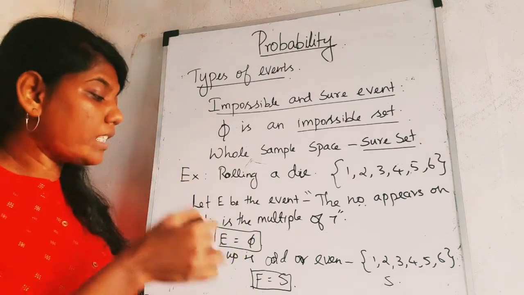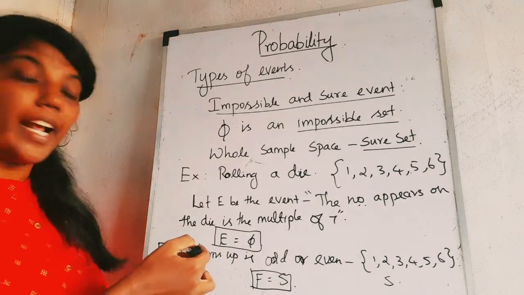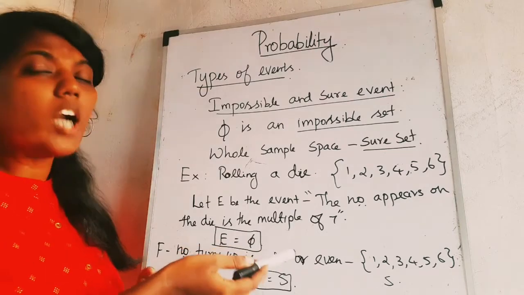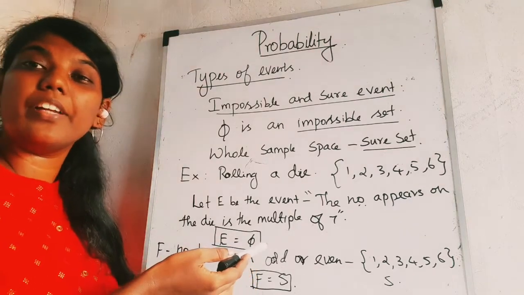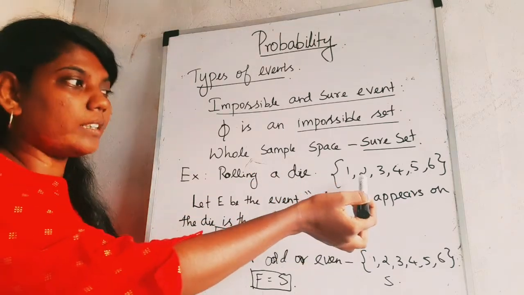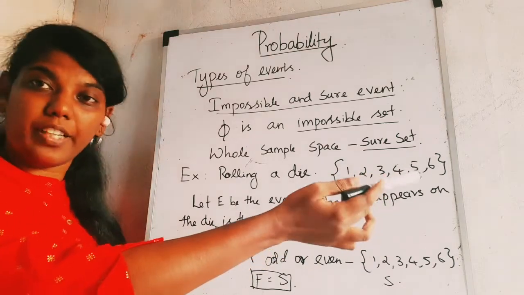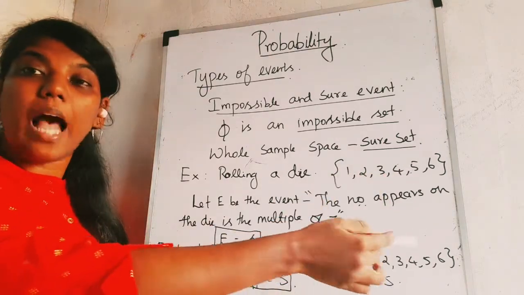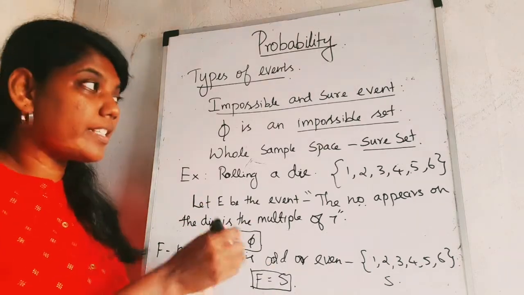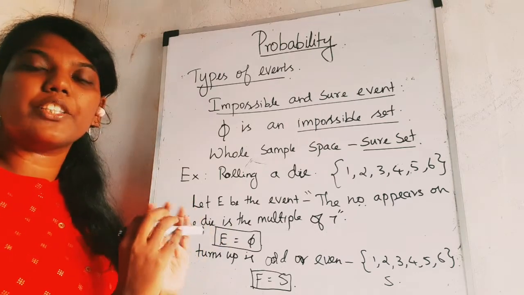Next is the sure event. Now I am taking another event, F: the number that turns up is odd or even. 1 is an odd number, 2 is an even number, 3 is odd, so everything comes in. Together the whole sample space comes under this. So finally we say that F is equal to S. This is called the sure set. So this is the impossible event and the sure event.